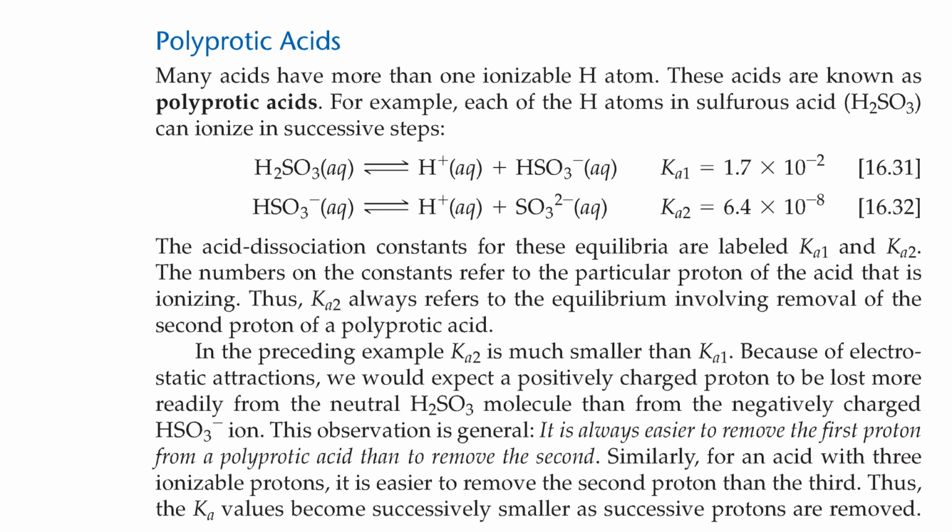In the preceding example, Ka2 is much smaller than Ka1 because, from the electrostatic attractions, we would expect a positively charged proton to be lost more readily from the neutral sulfurous acid molecule than from the negatively charged bisulfite ion. This observation is general. It's always easier to remove the first proton from a polyprotic acid than to remove the second. Similarly, for an acid with 3 ionizable protons, it's easier to remove the second proton than the third. Thus, the Ka values become successively smaller as successive protons are removed.